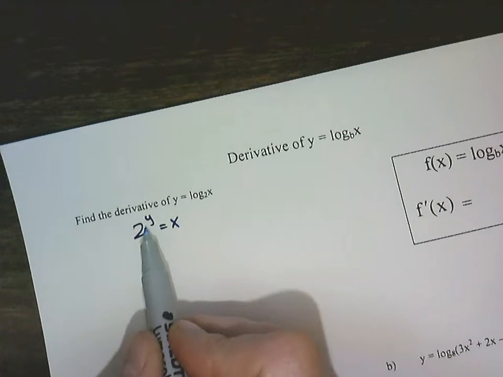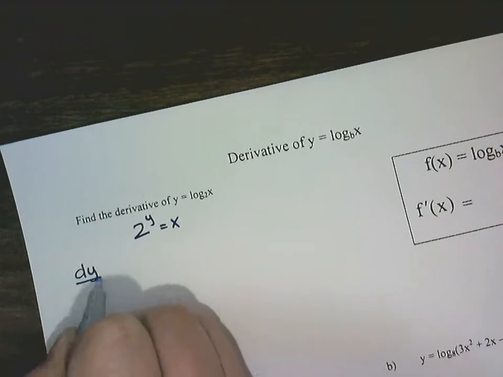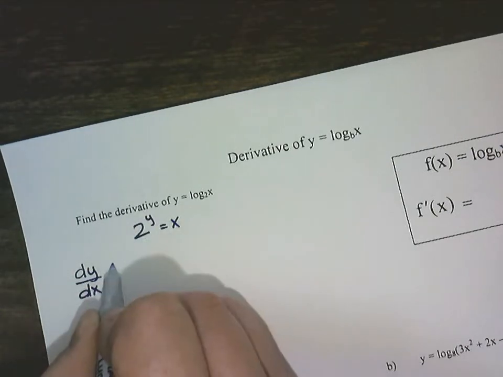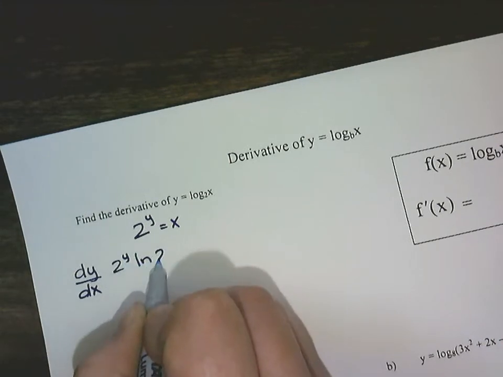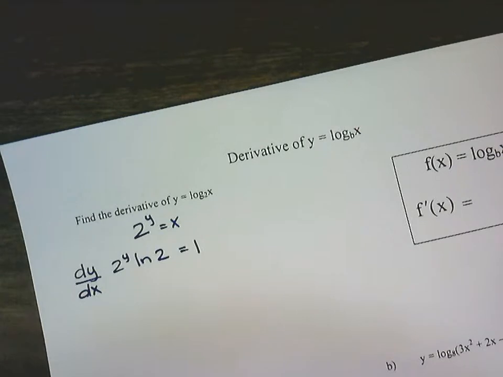Well, I already know how to take the derivative of 2 to the y. It's the same thing as taking the derivative of b to the x. So if you refer back to your notes, you can see how to do that. But it's in terms of y. So remember, when it's in terms of y, we write dy by dx. Well, dy by dx of this is 2 to the y ln 2. And the derivative of x is just 1.